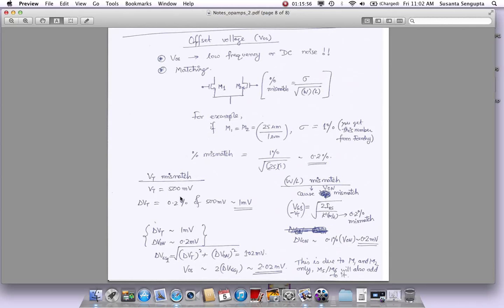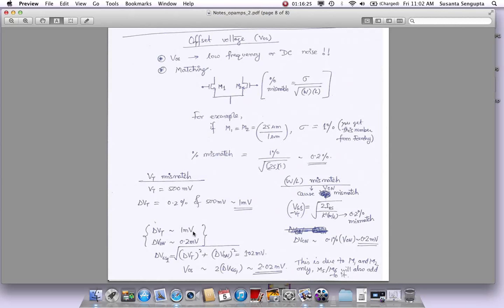So first let's say VT mismatch. How much mismatch in VT can we expect? If the nominal VT is about 500 millivolts, then the VT mismatch of 0.2% could be about 1 millivolt. So if you look at the VT of M1 and M2, they could be off by plus or minus 1 millivolt, and this is a 1 sigma number. We have these things called 1 sigma, 3 sigma and so on. The statistics I will not go into, but this is just a 1 sigma number of, say, 1 millivolt.